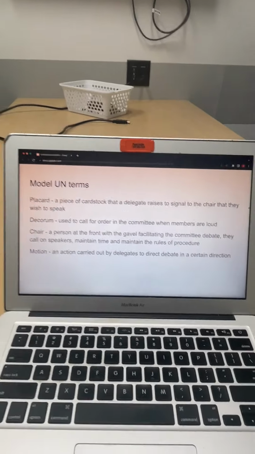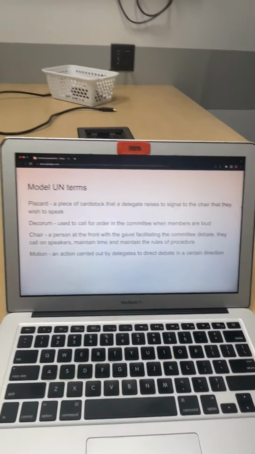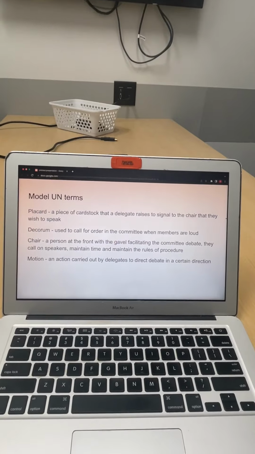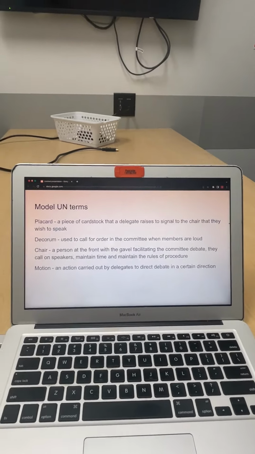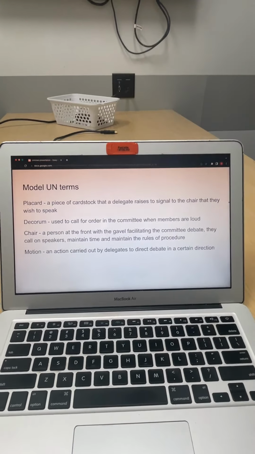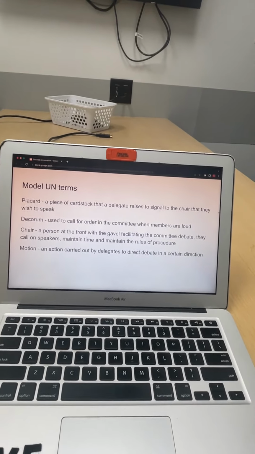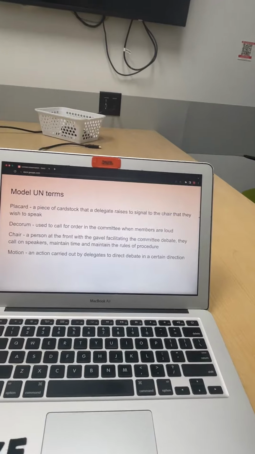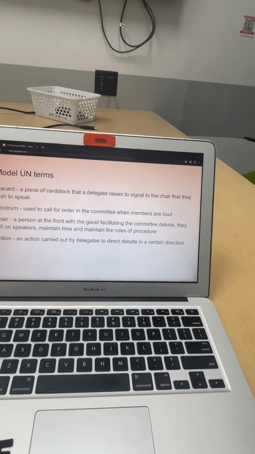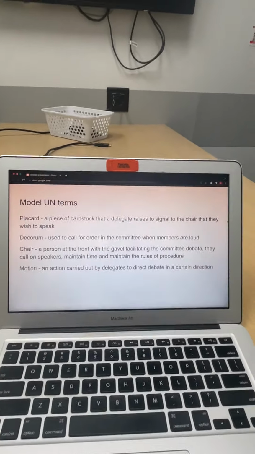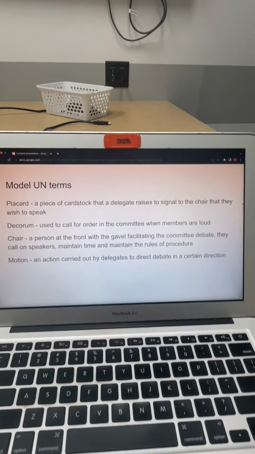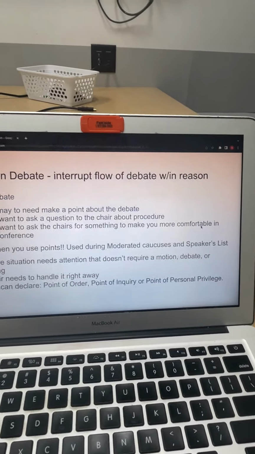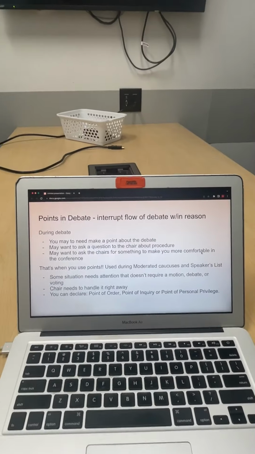procedures at all times. And another term that you want to know is motions. So motions are an action carried out by delegates, and they turn the debate in a different direction. So maybe you want a motion for moderated caucuses where you have monitored speaking times, or maybe you want an unmoderated caucus where you have unmonitored and unregulated speaking times. More on that later. So let's go over to points of debate.